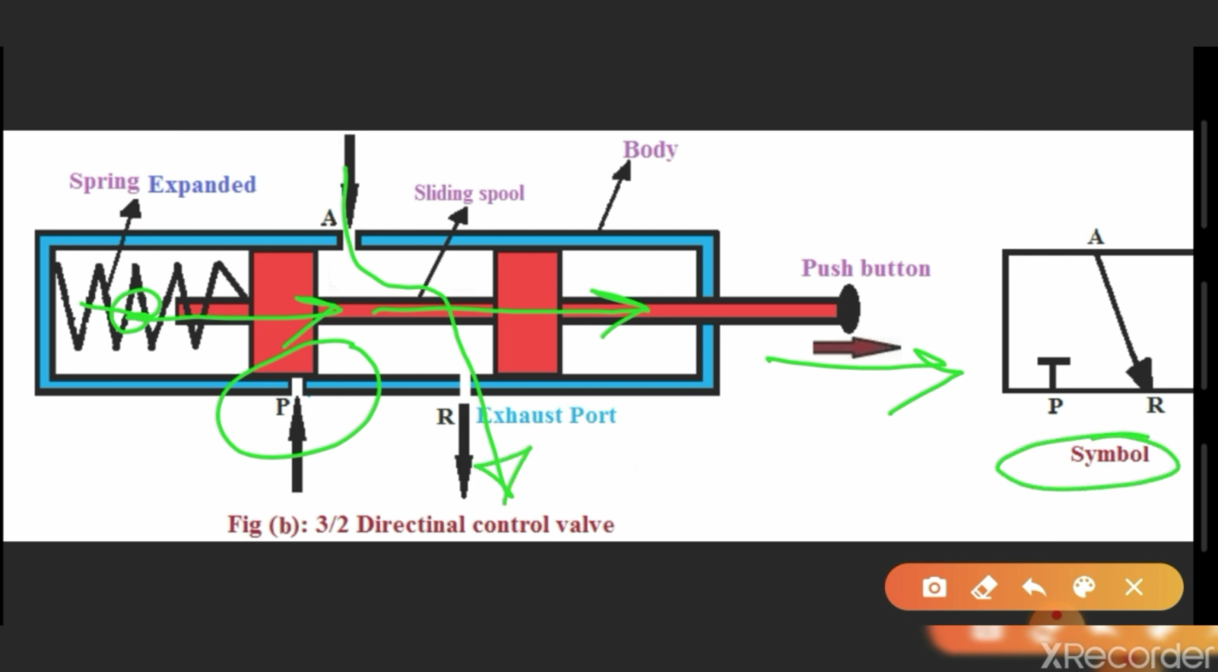As you can see from the symbol also, there is a flow from A to R, but there is no flow at port P. So this T symbol indicates that the flow is blocked. Okay, so this is all about case 2.